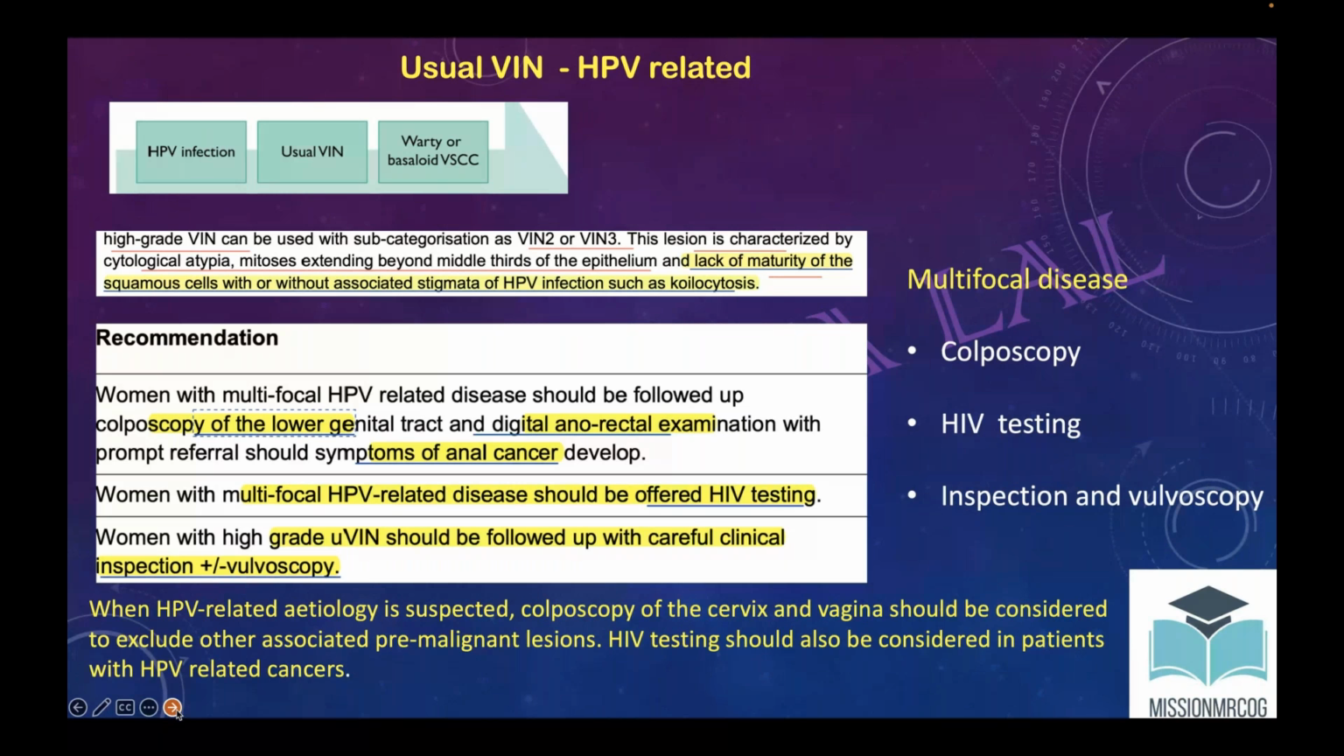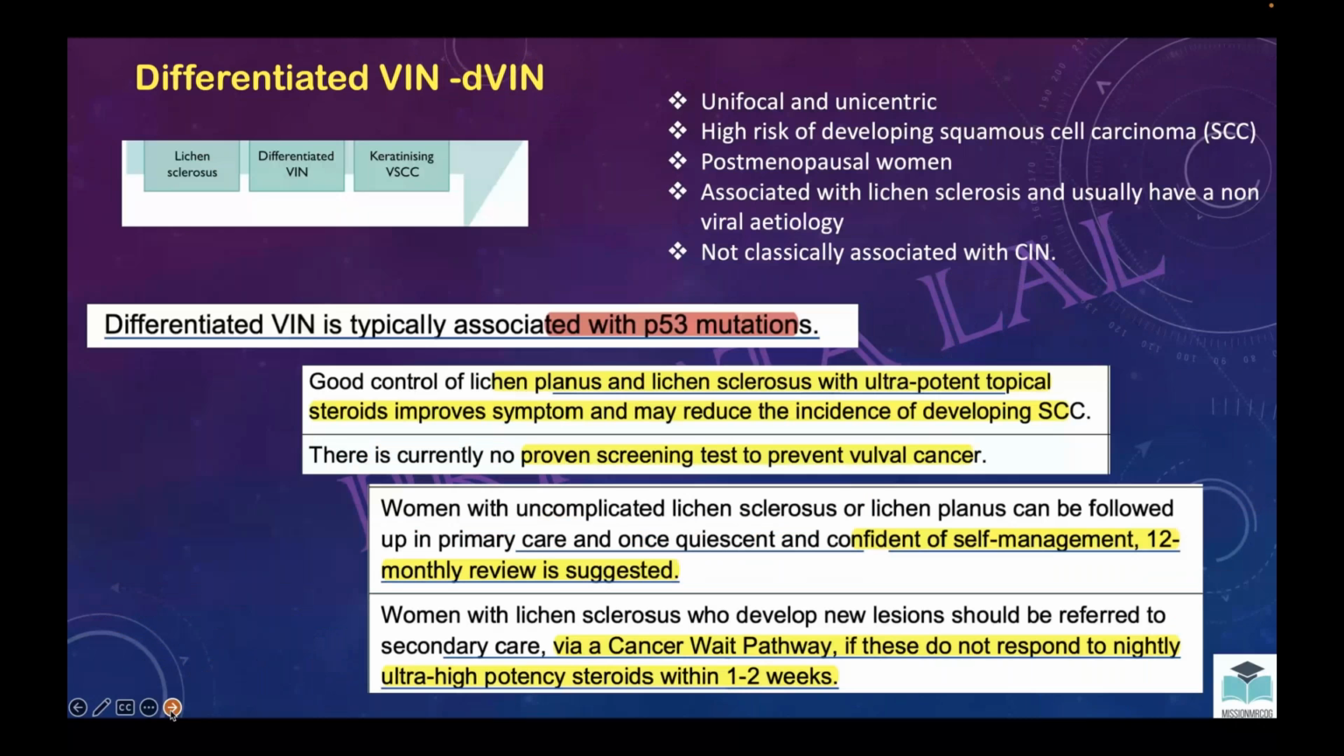So now, what I have discussed till now was VIN, that is usual VIN. The second pathway for the cancer is the DVIN. This DVIN is differentiated VIN. So what is the baseline lesion? It is usually lichen sclerosus. Lichen sclerosus leads to differentiated VIN or DVIN, and it causes keratinizing type of vulval squamous cell carcinoma.